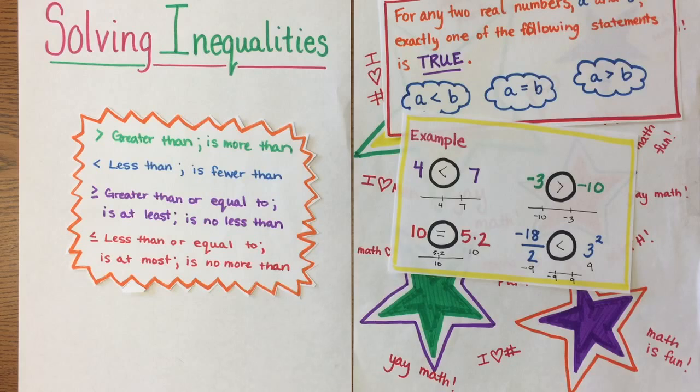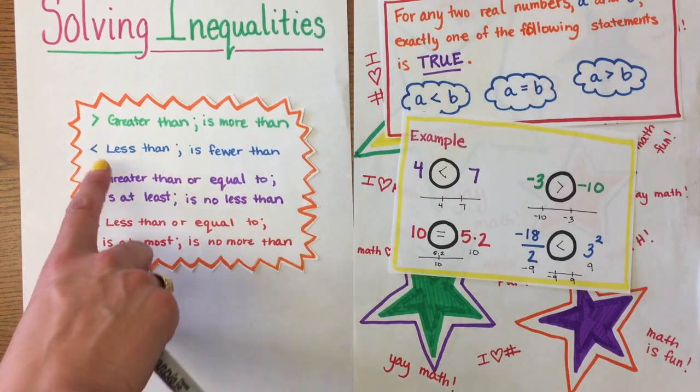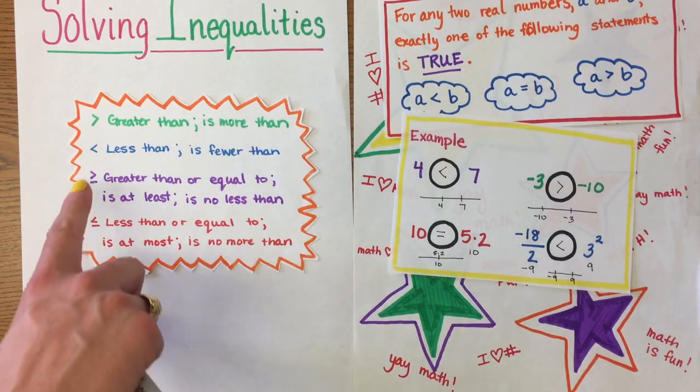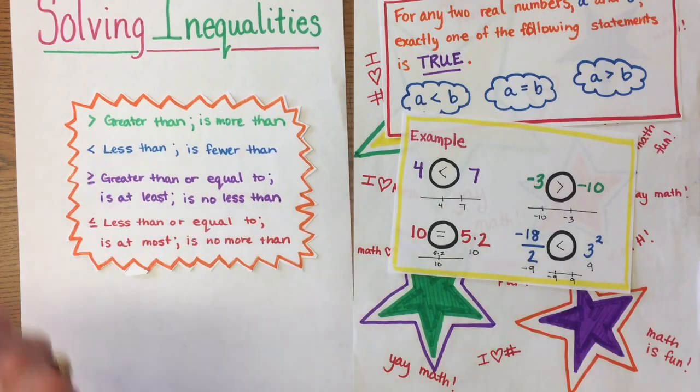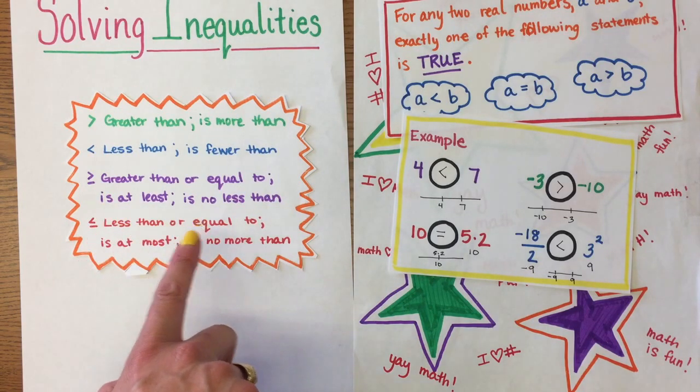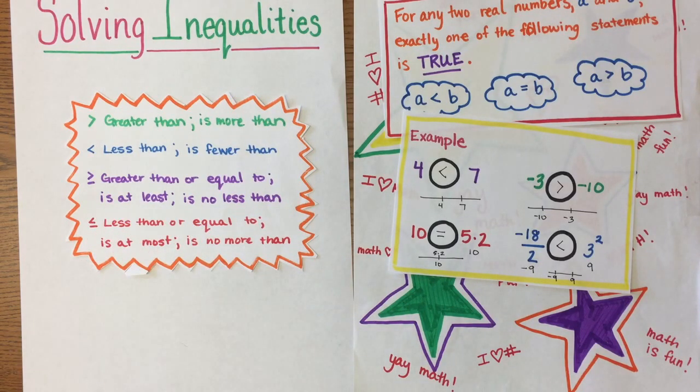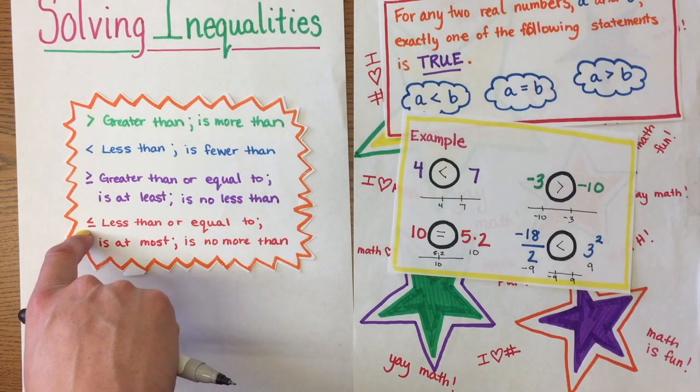The whole process of translating, going back and forth between algebraic and verbal. When you're reading a story problem and you see the words greater than or is more than, that's going to indicate a greater than symbol without the equals. Less than or is fewer than will just be a regular less than symbol. Greater than or equal to is at least or is no less than. We'll get a greater than or equal to symbol. Less than or equal to is at most or is no more than. We'll get a less than or equal to symbol.